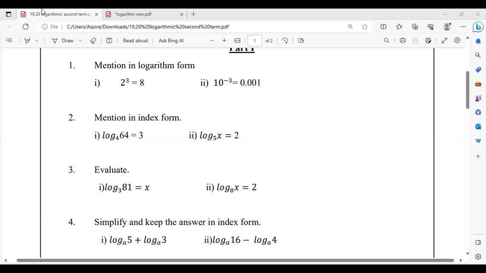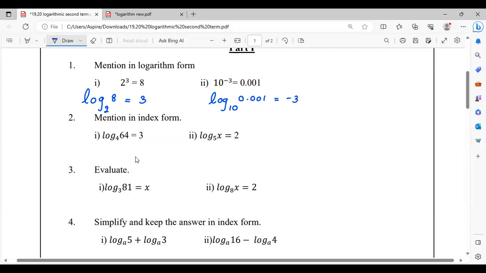Okay, let's see how we obtain the answers. Now we know how to write index form in log form, because first of all we write the base. Here the base is 2 and we write 8 inside this log term. It equals 3. Then here the base is 10 and within this log term we write 0.01. It equals negative 3.